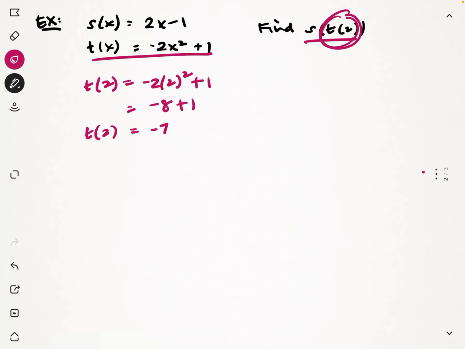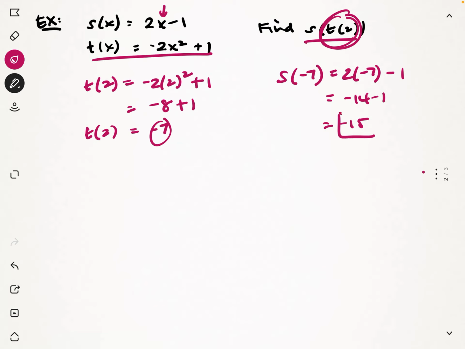So we're trying to find now S of negative 7, which means we're taking this negative 7 and we're plugging it into our X here. So 2 times negative 7 minus 1 is going to give us negative 14 minus 1, which is negative 15. So that would be our answer. Okay, again, working from our inside to our outside.